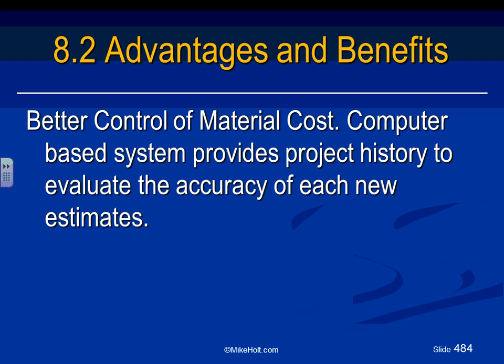Better control of the material, guys, and it provides project history to evaluate the accuracy of each new estimate. Every time you use McCormick, you have a database for one project. Next project, guys, you can compare this data to each other. So it will make you a better estimator and help you analyze projects much better. When you have 5 or 6 projects that you ran, you have all the data about them. You can find the square foot, the labor percentage, the profit percentage, the overhead, the codes, everything. You can compare projects together in estimating software much faster.